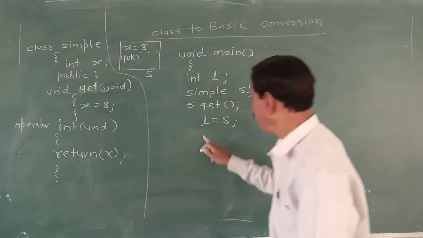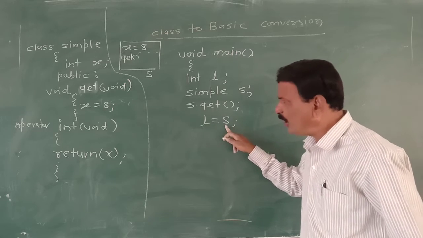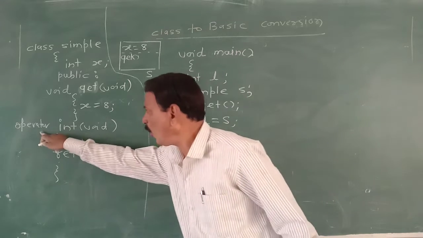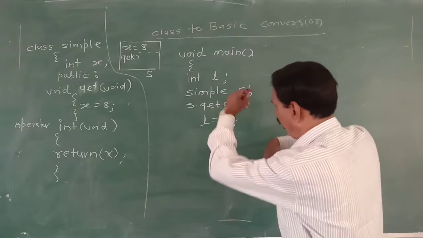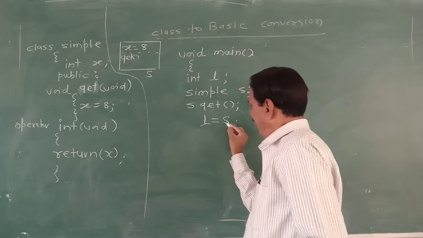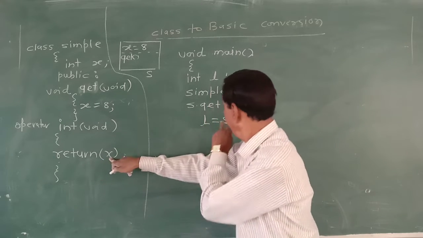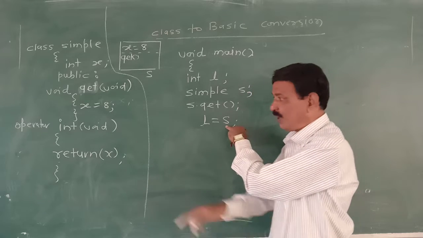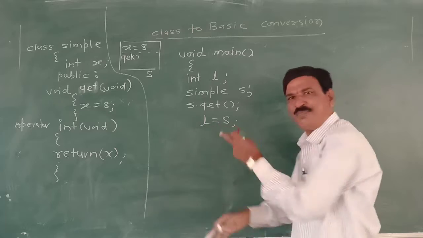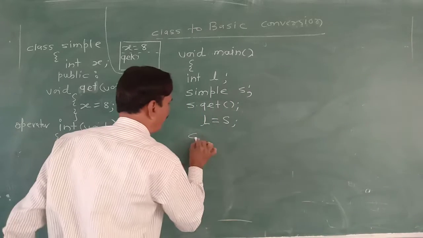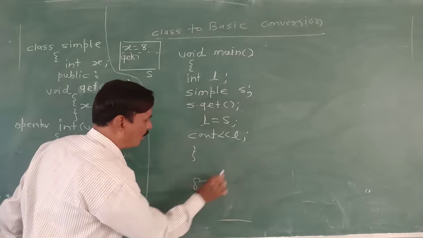Now the question arises, as soon as this expression is executed, we call this function, that is operator int, and it will return the X. So what will happen? The value of X will become 8. The return value x will be available here, and the return value of x is what we have initialized to 8. So here it becomes 8, and if you take cout L, you will find the output will be 8.